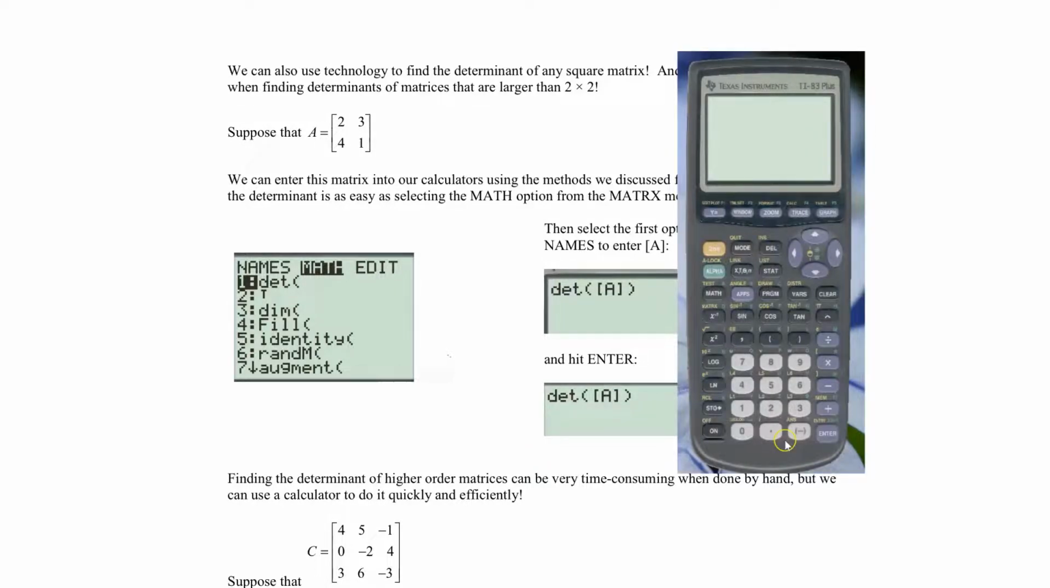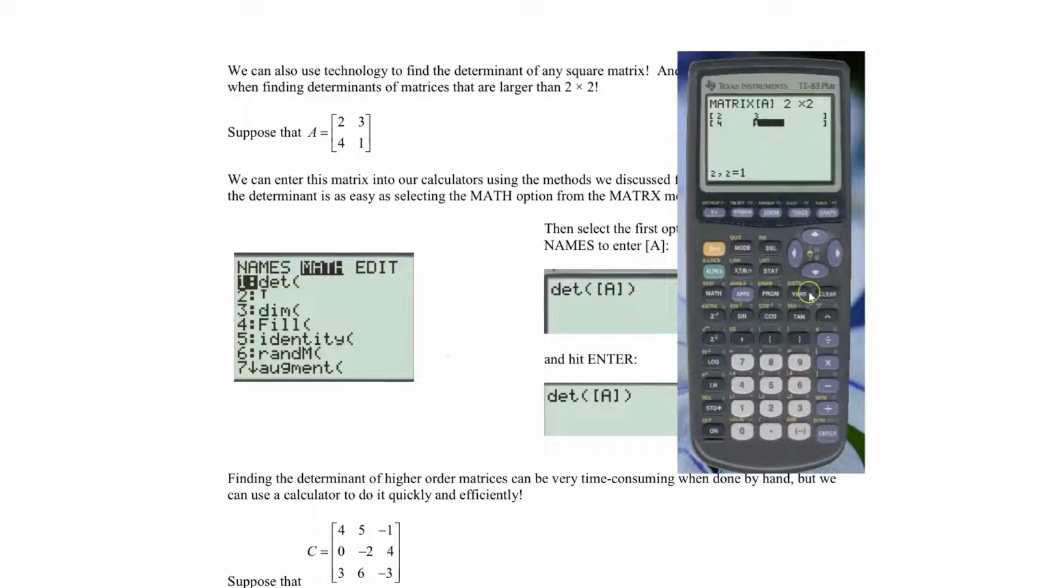And I made a quick video to show how this is done step by step. So first thing that you have to do is go second matrix, and you need to enter the matrix. Just to review, edit, and we want a 2 by 2. And then I'm going to enter the elements: first row, 2, then 3, then 4, then 1.